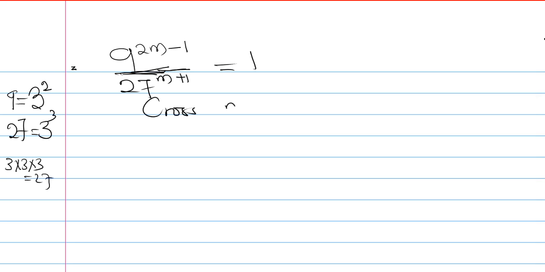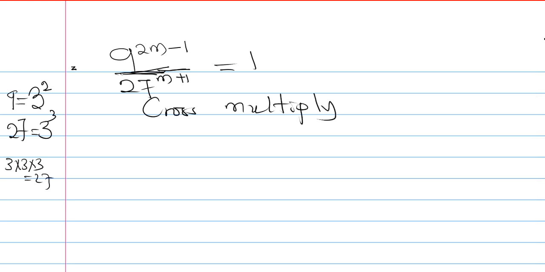Can you solve this question? Drop your answer. So let me start the solution. Now here I can just cross multiply straight away. Don't forget that 9 is 3 raised to power 2, and 27 is 3 raised to power 3. That means 3 times 3 times 3 is 27. Okay, let me just cross multiply here.